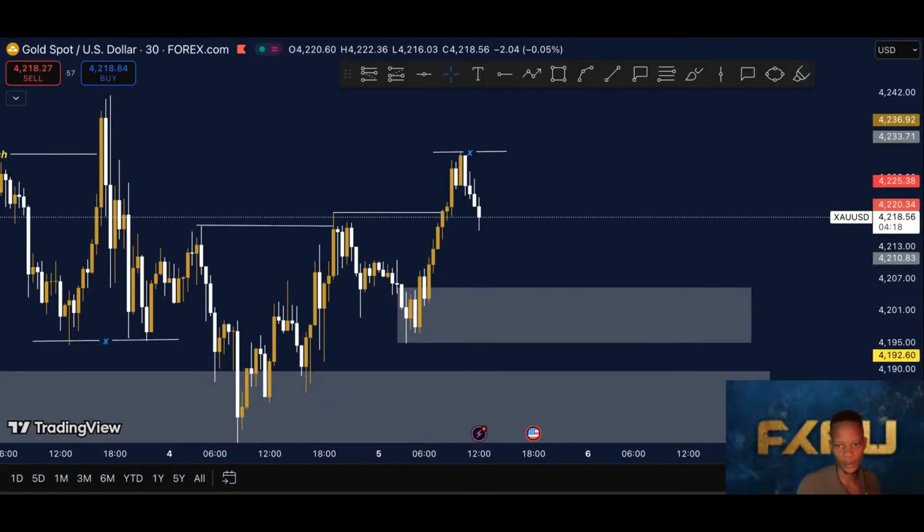I also support the buys that hobby also has. I have to wait for confluences for the trend line.